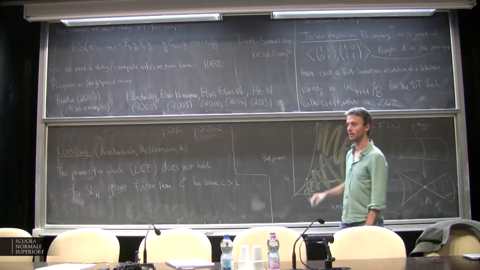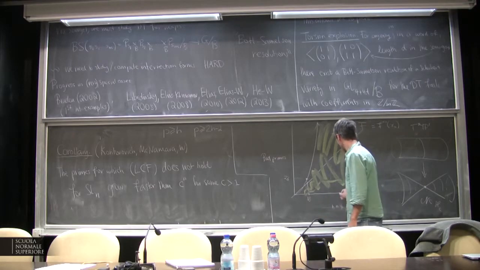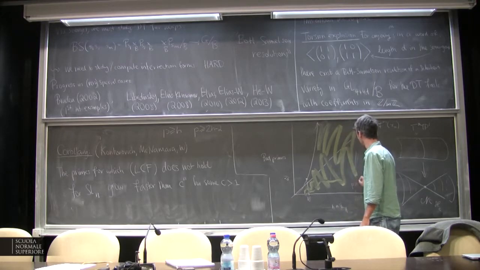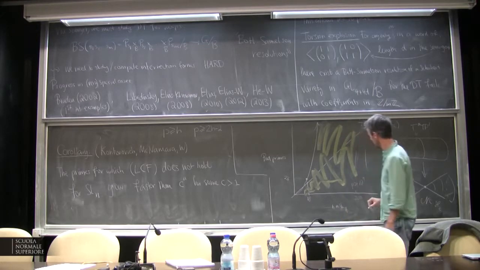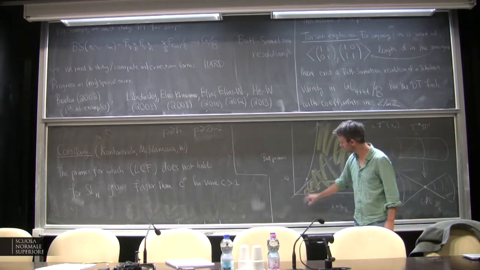So let's say at about 200, I hit a prime that's bigger than about 10 to the 9, whereas the Fibonacci bound already hits this number at about 8.